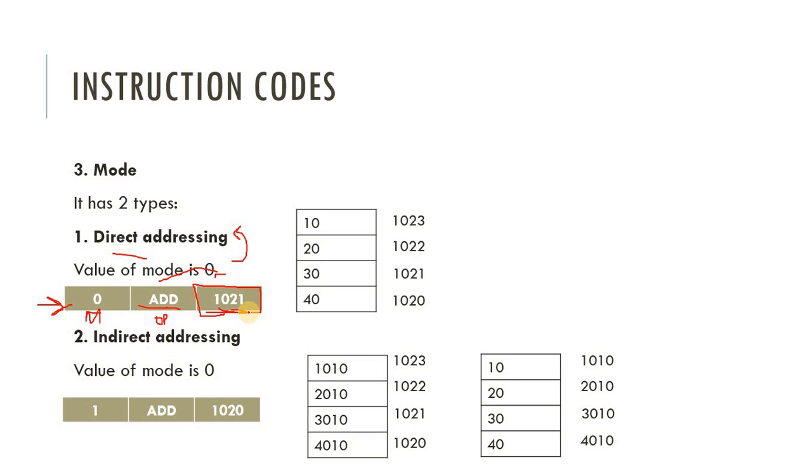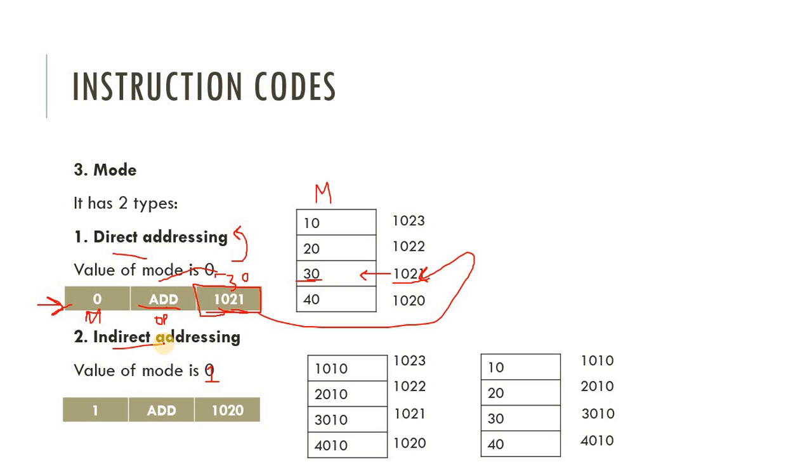So here 1021 is an address. Suppose this is a computer's memory. The data is stored like 10, 20, 30, 40, and each has a unique address. Here the address is 1021, and it contains the data 30. So now it fetches 30, and on that it performs addition. So in direct addressing, the direct address of the operand is stored, while when the value of mode is 1, sorry, not 0, the addressing method used is indirect addressing.